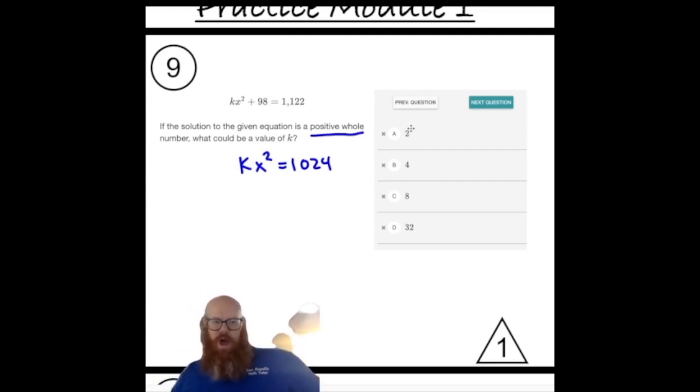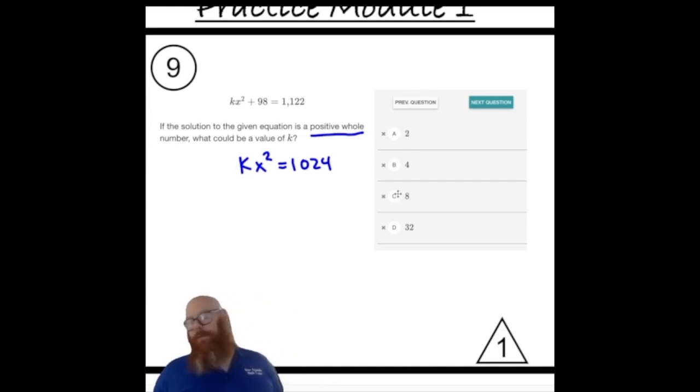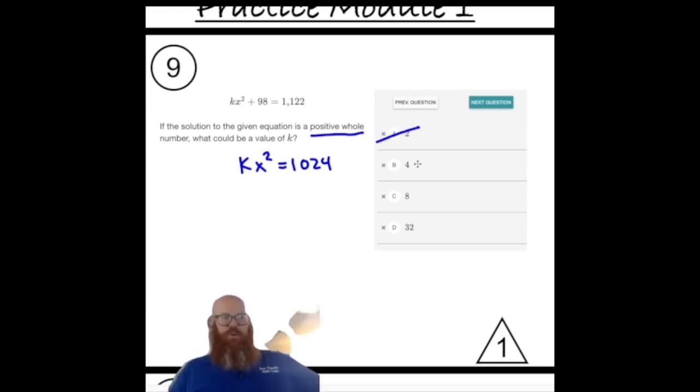So I'm going to do 1,024 divided by 2 is 512. Well, I know 512 is not a perfect square, so that's a wrong answer. Then I'm going to do 1,024, and I'm going to divide by 4, and that gives me 256. Well, 256 is a perfect square. The square root of 256 is 16, so that must be the answer.